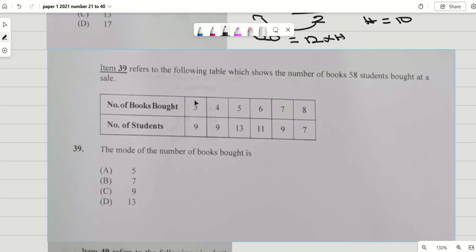All right, number 39. Item 39 refers to the following table, which shows the number of books 58 students bought in a sale. The mode of number of books bought is, mode means most popular. What is the biggest set of children? How many books did the biggest set of children buy? 13 is your biggest set. They bought 5 books. So your mode number of books bought is 5.